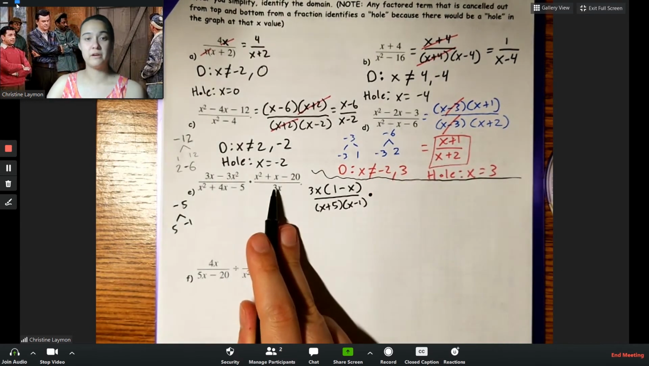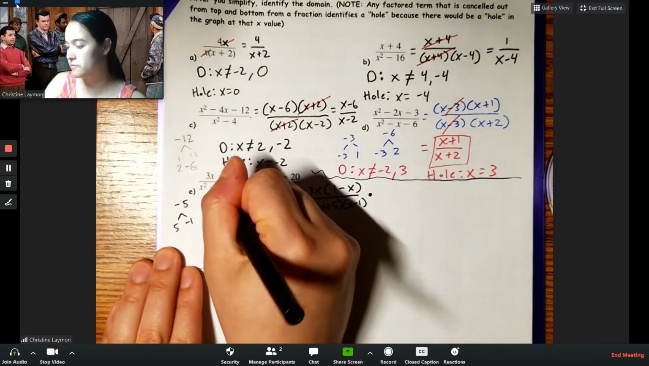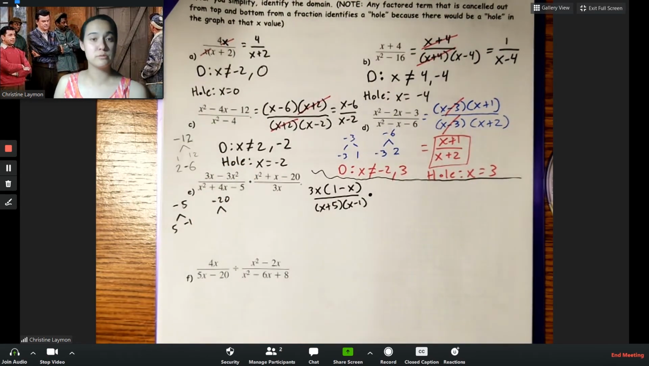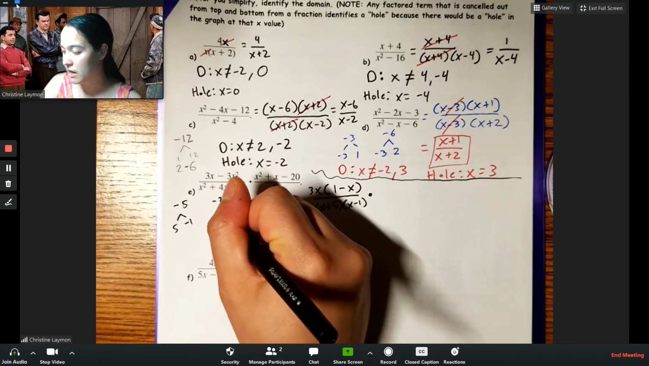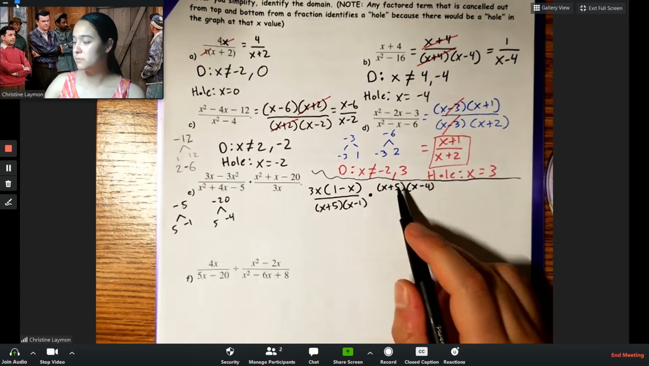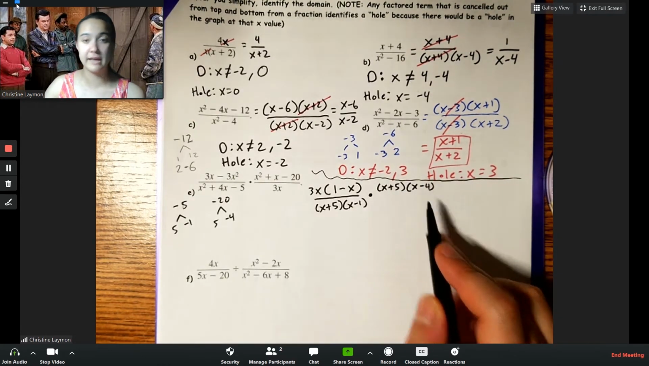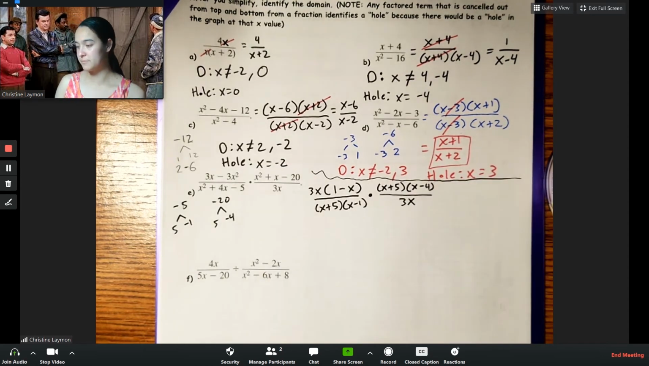Let's come over to here. A times c is negative 20. I need two things that multiply to get me negative 20 and sum to get me 1, because again, x is just 1x. Well, that gap is 5 and 4. If I make my 5 be positive and my 4 become a negative 4, this will work. My top is x plus 5 times x minus 4. My bottom is that 3x.